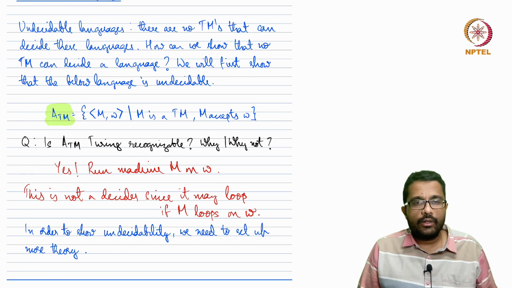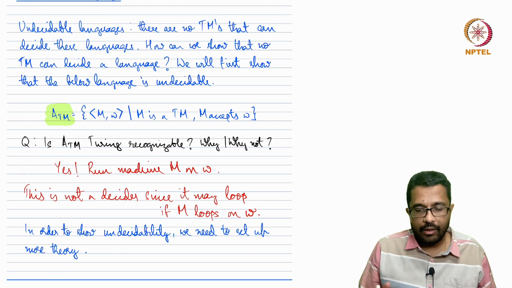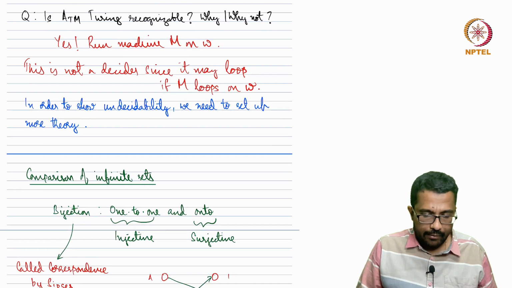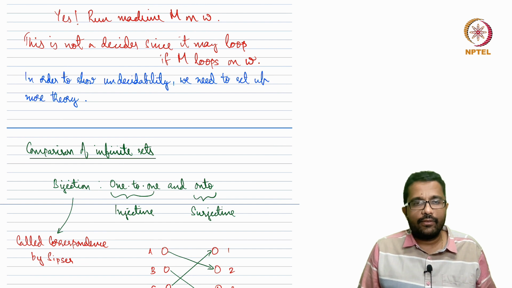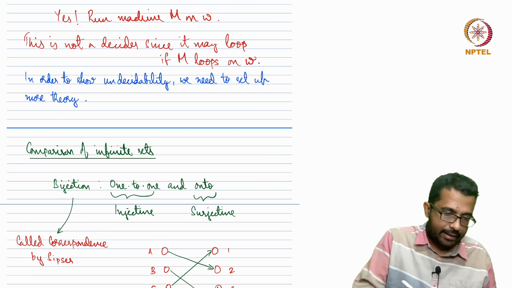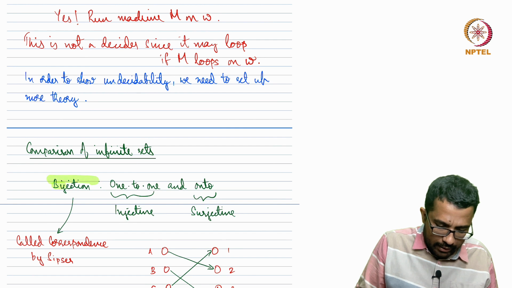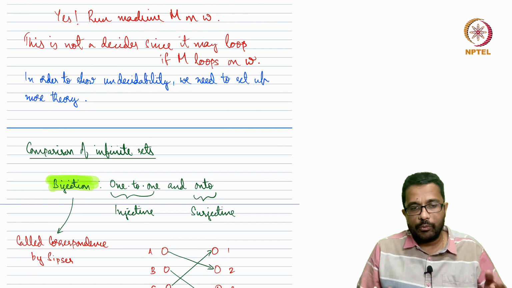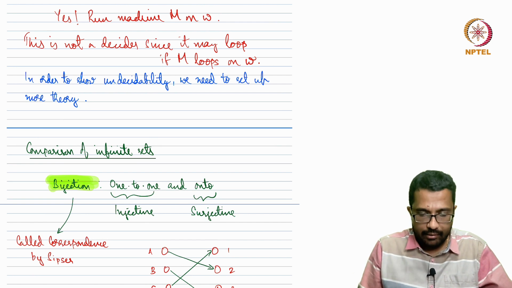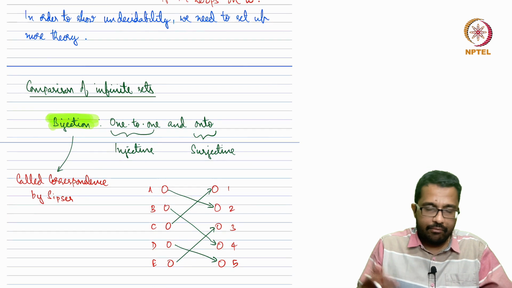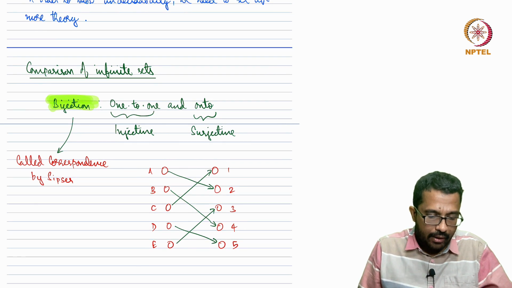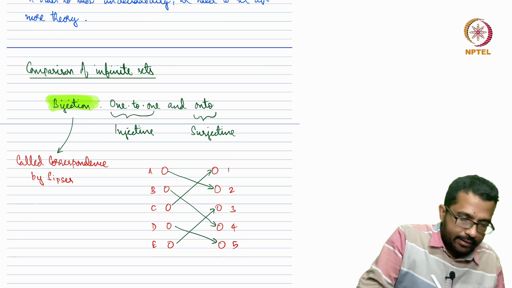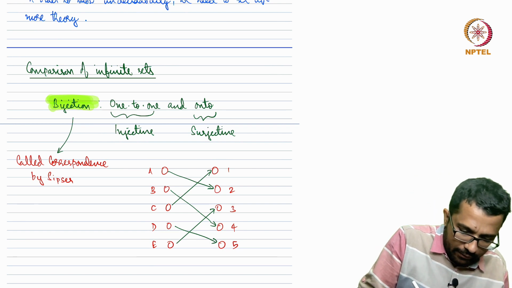Now, as I said before, to actually show undecidability, we need to set up a bit more theory, and let's get to that. The first point that I have to cover is that of bijection, and Sipser calls it correspondence. It's not really that hard a concept. It's something that many of you may have already learned in your school. So bijection is a function, a mapping from one set A to another set B.